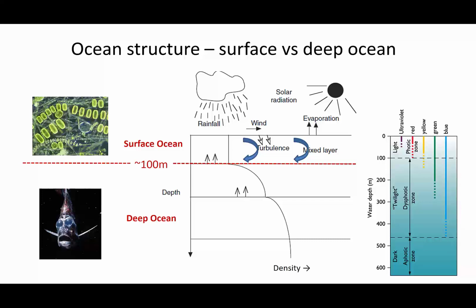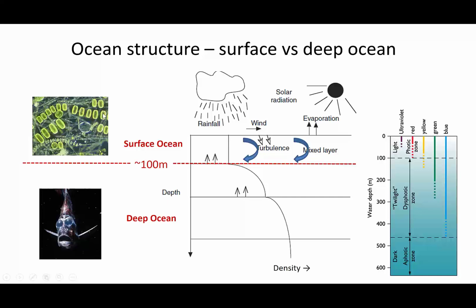And it's distinct from the deep ocean because of two main things. One is that light only penetrates down to about 100 metres depth. It depends on the wavelength somewhat. Red light doesn't penetrate as far as blue and green light, but there's only sufficient blue and green light getting down to about 100 metres to allow phytoplankton to grow.